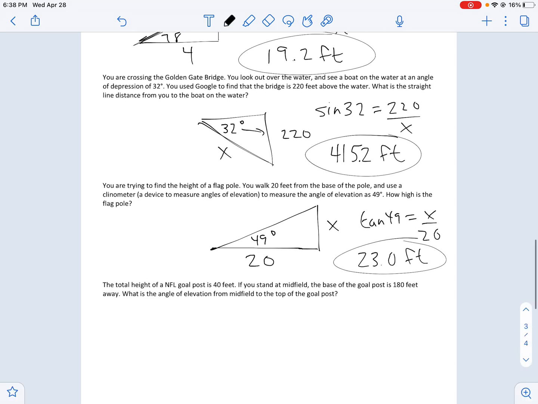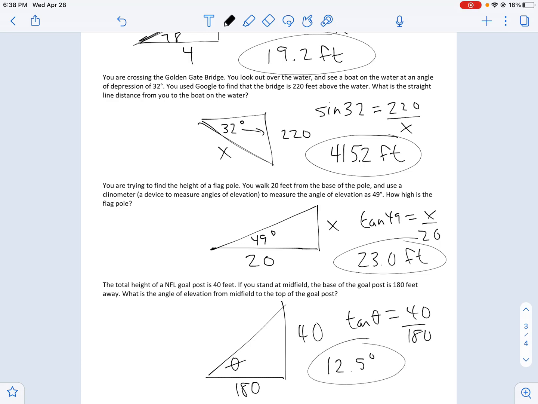All right, the total height of an NFL goalpost is 40 feet. If you stand at midfield, the base of the goal is 180 feet away. What is the angle of elevation? So we're going to get tangent theta equals opposite over adjacent. So use your tangent inverse, and we get that it's 12.5 degrees.